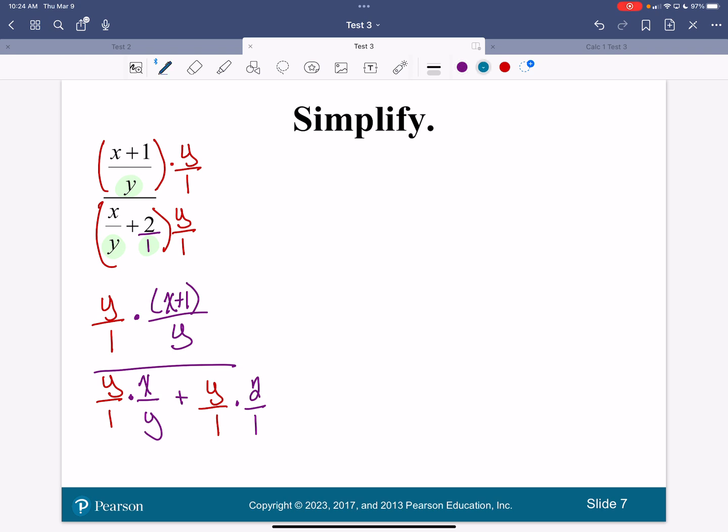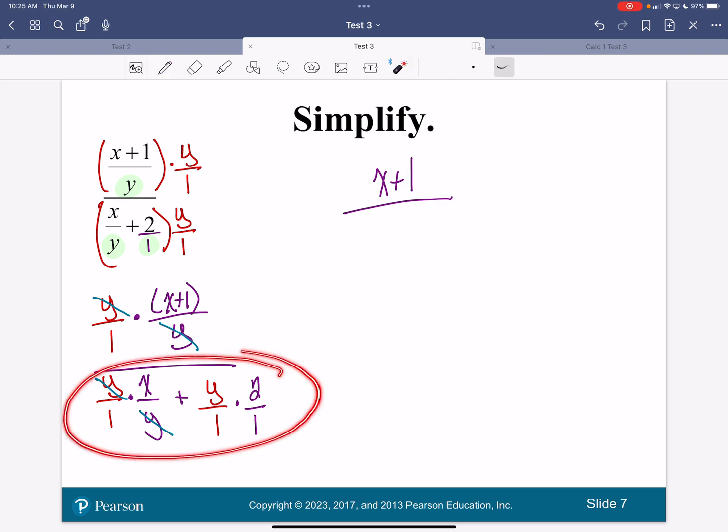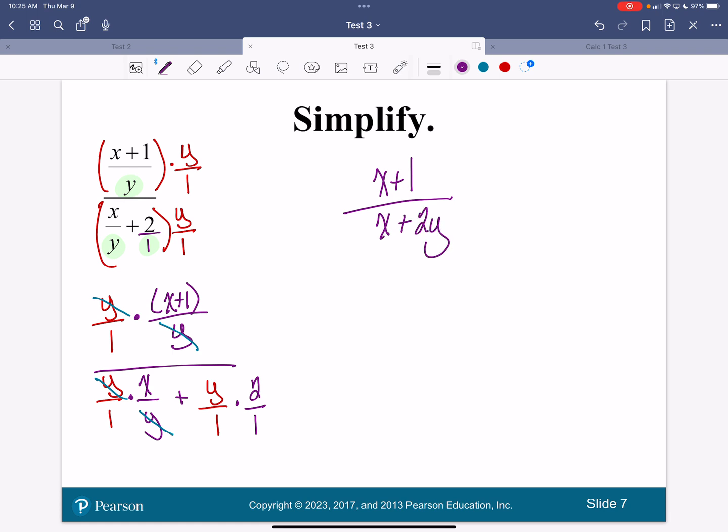So now we clean it up. What am I left with right here? Excellent. X plus 1. And what are we left with down here? Excellent. X plus 2y. Good job. Okay, can I simplify anything? No. So that is my final answer right there.